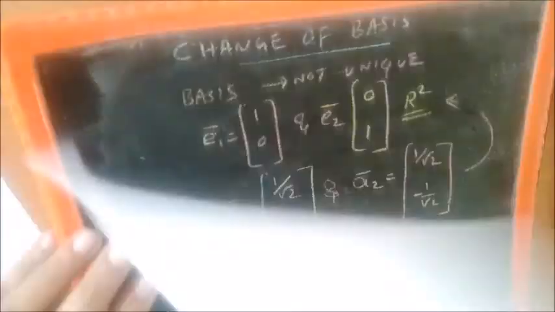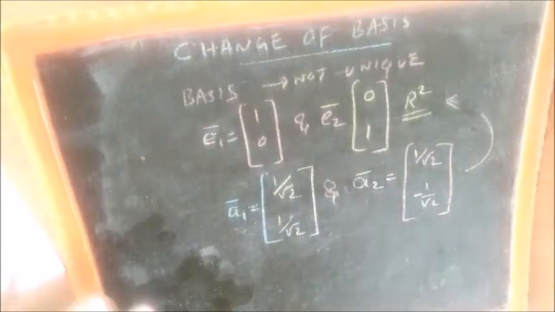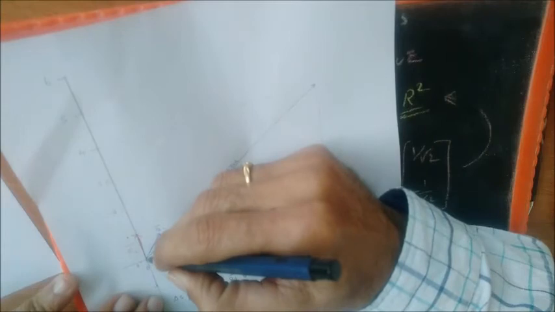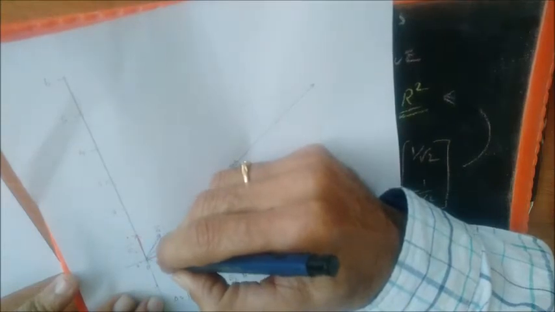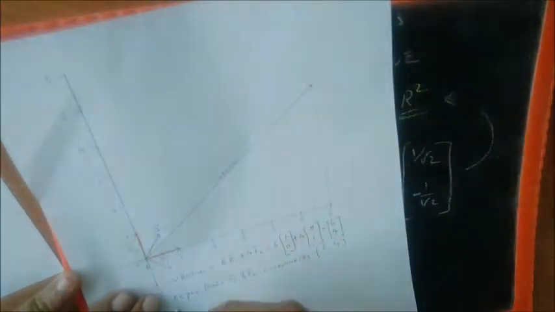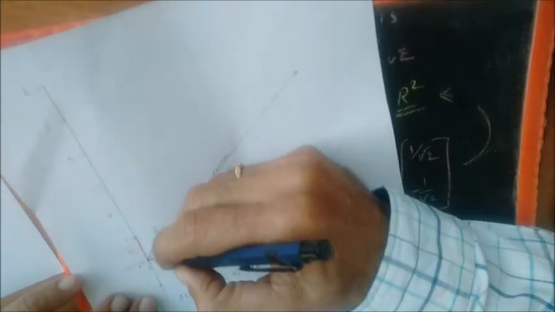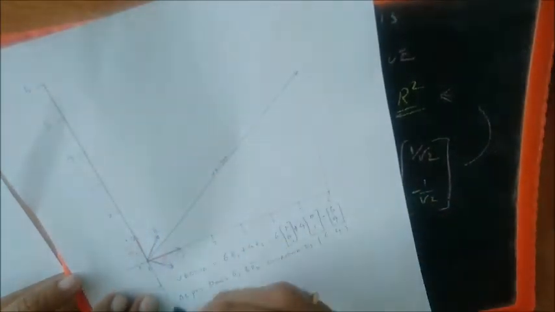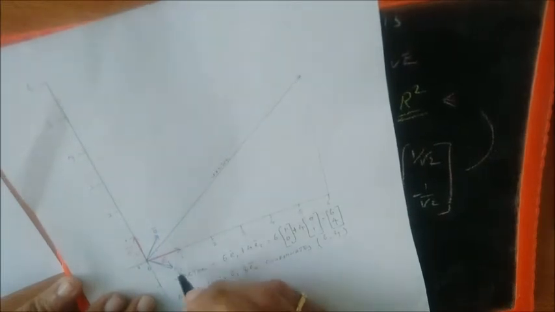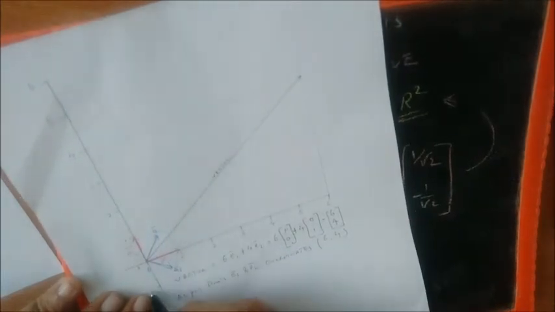And similarly, A2 is 1 by root 2, minus 1 by root 2. A2 will be this. This is actually perpendicular. So A2 will be this. This is minus 1.